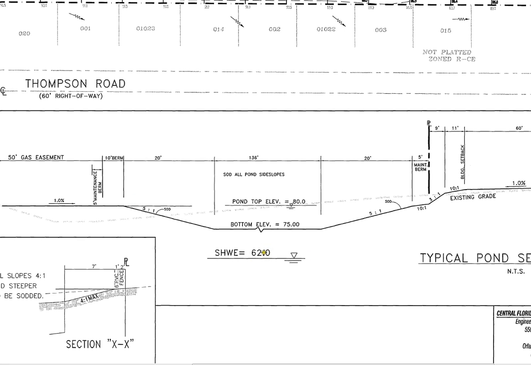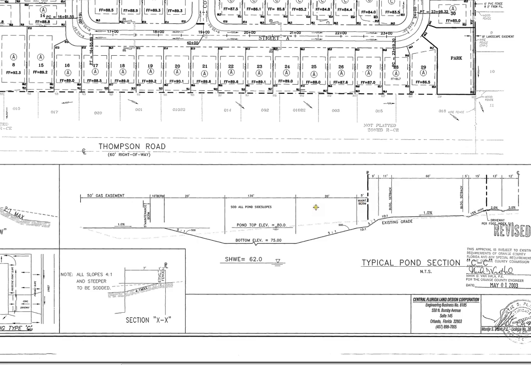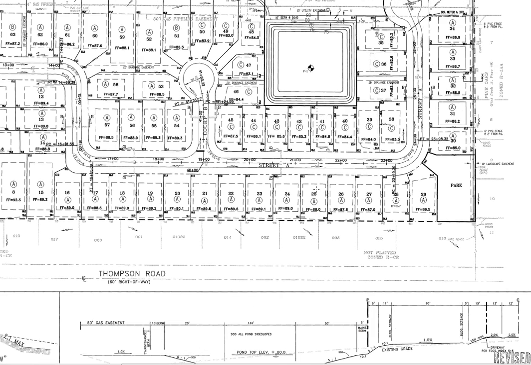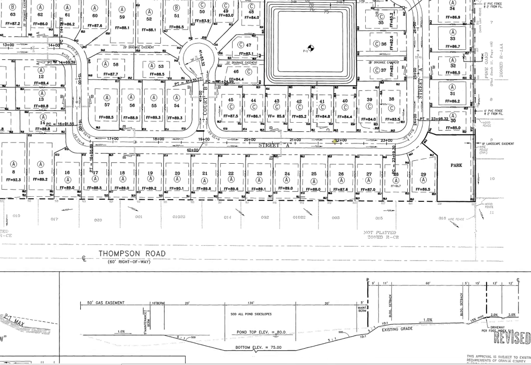Typically on here, oh, one more thing. SHWE, the seasonal high water elevation, is typically 62. So there is a depth between the bottom of the pond and the seasonal high water elevation. This is where all the percolation goes down since this is a dry pond. Okay, there is no control structure outside of this pond, so all the project water goes into the pond and stays there until it percolates down into the ground.